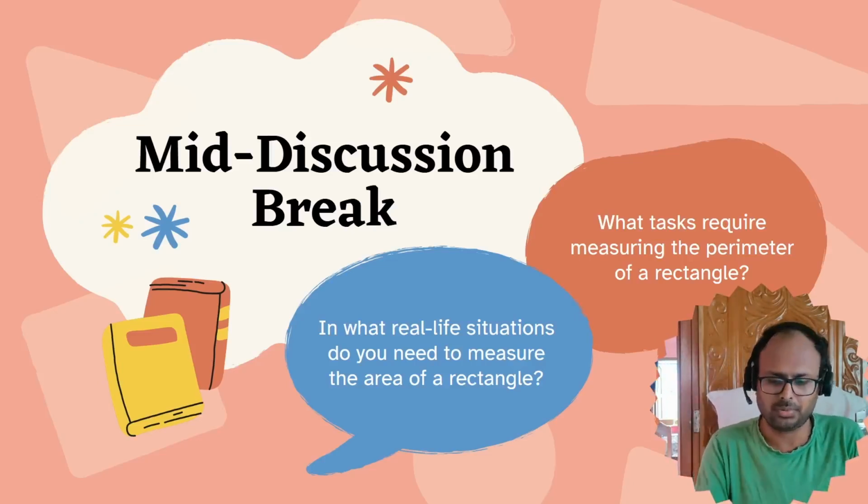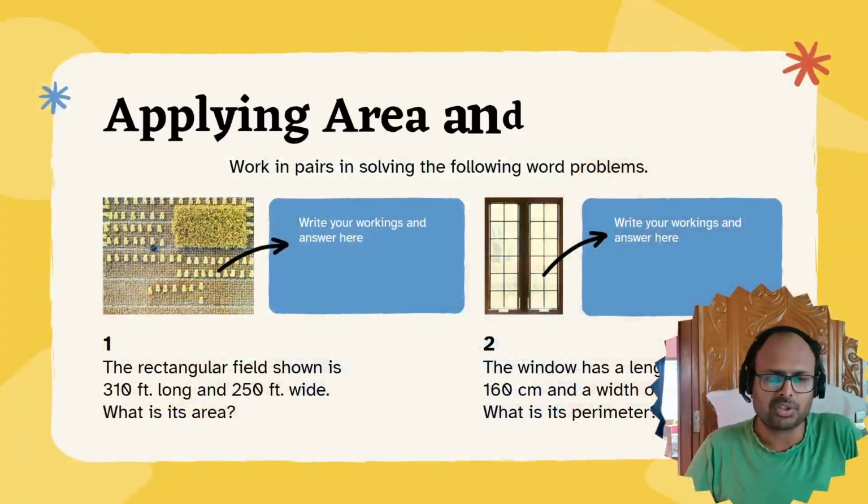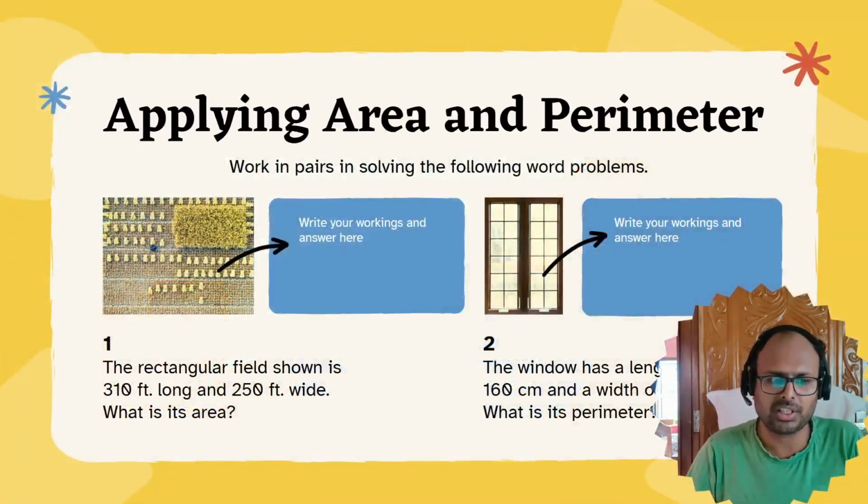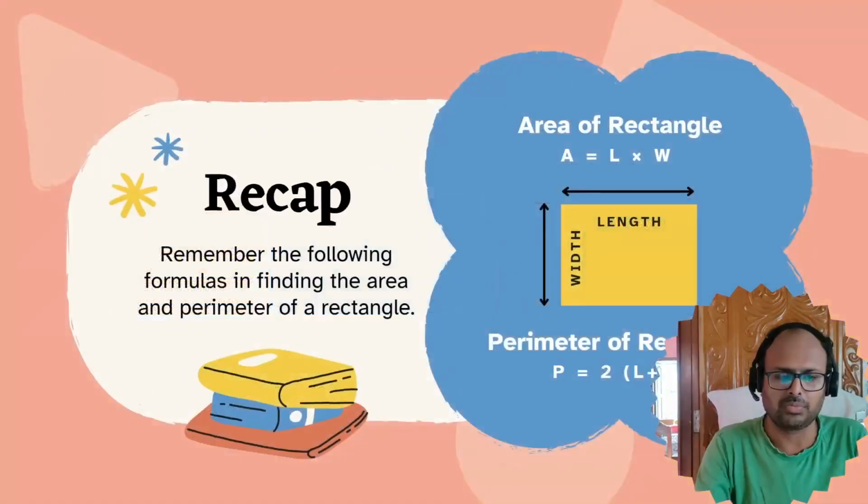Okay, so this question is for you. There is a ground. In the ground, the length is given, the width is given. You need to find the area. You need to send me the answer in a message. And there is a window, and the window has a length of 160 cm and a width of 80 cm. You need to find the perimeter of the window. Send it over in a message and let me know. I will check them and let you know.